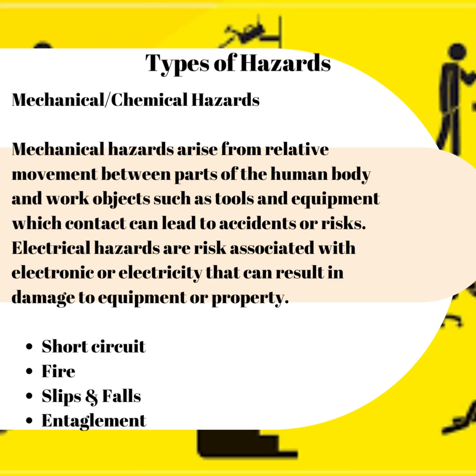Mechanical or chemical hazards is another type of hazard that has been identified. Mechanical hazards arise from relative movements between parts of the body and a work object or equipment, which may lead to an accident or risk. The electrical hazards are risks associated with electronics or electricity that may result in damage of equipment or the work property. Examples of these are short circuits, fire, slips and falls, and entanglement of electric cords.